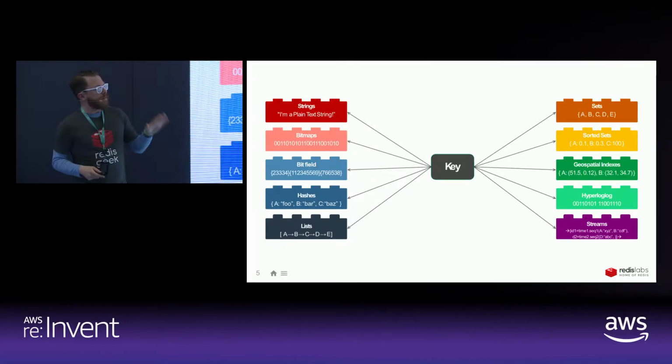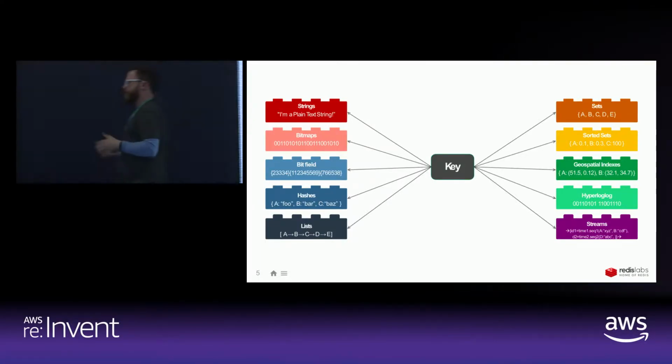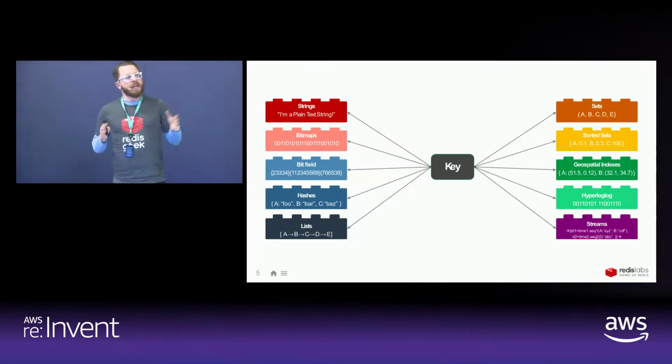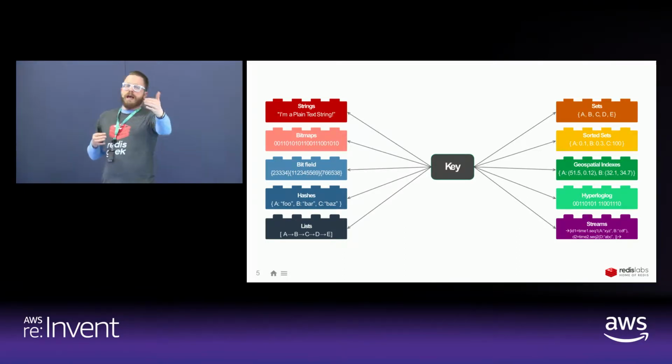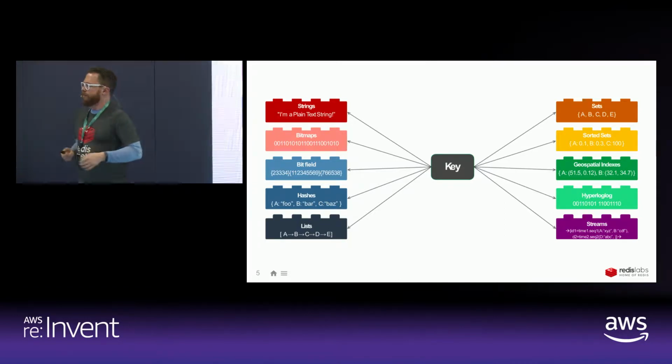And finally, we have streams, which is our new data structure in Redis. Streams are really interesting, and what they can do is allow you to kind of set up your own built-in queue that allows people to go through and read from the queue and set up consumer groups. Very interesting, came out very recently.